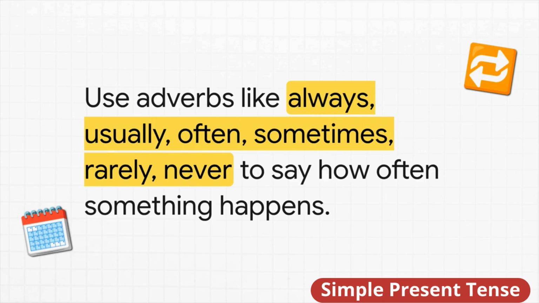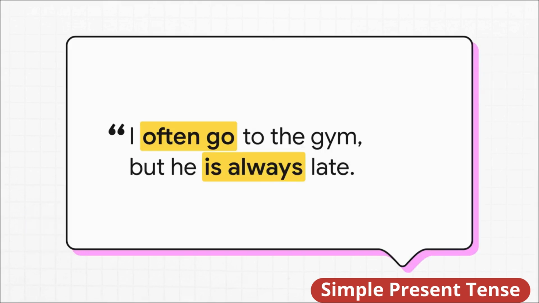Now, if you want to make your sentences even better and more precise, you can add what we call adverbs of frequency. These words are like the perfect sidekick for the simple present because they tell us how often something happens, which adds a whole new layer of detail. And there's a really simple rule for where these go. The adverb usually goes right before the main verb. For instance, I often go to the gym.